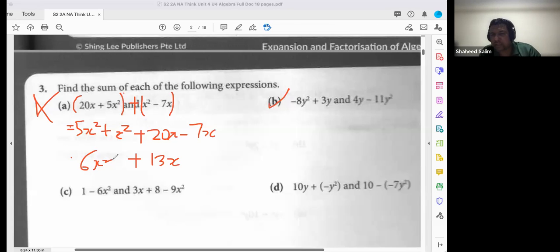Let me see now. Asan and Shafika, different answer. Asan says negative 19y square plus 7y. Shafika said negative 8y square plus 18y. I think one of you did not use the method. So what method? Put the bracket. Let us see.